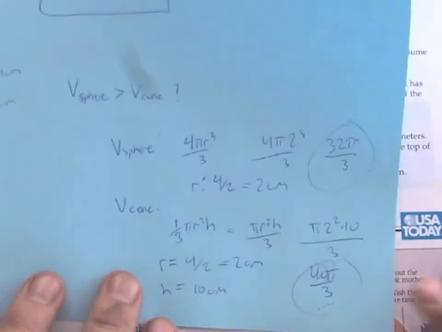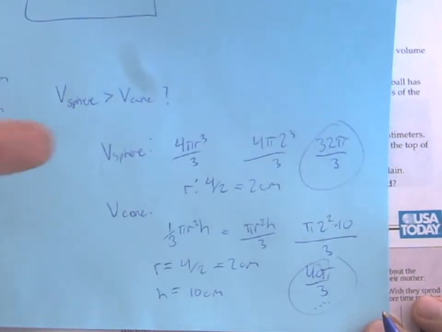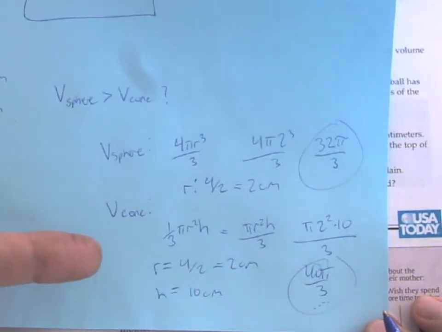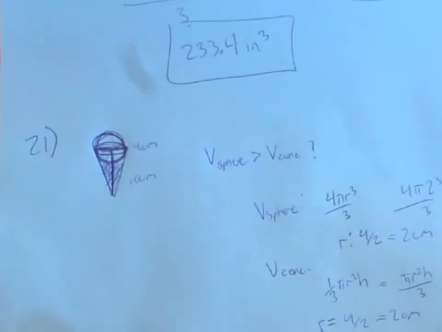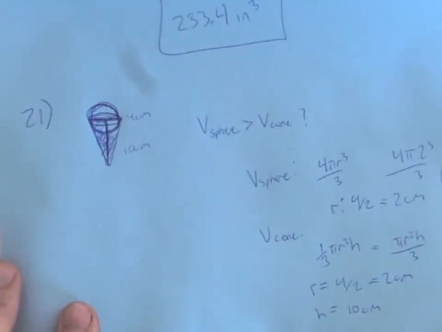Okay, so it says explain, right? This is obviously what you want to show. You have to show, look, I found the volume of the sphere and I found the volume of the cone, and the volume of the cone is bigger than the volume of the sphere, so it's not going to overflow. That's your explanation there. Okay, so 21.